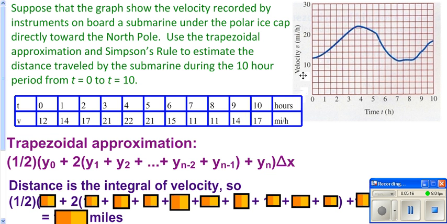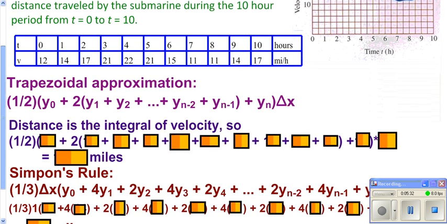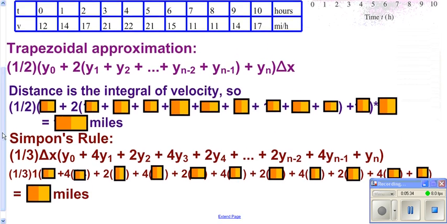Well, you should remember if we're trying to estimate our distance, distance is just area underneath your curve for a velocity function. We don't have an equation for this curve, so we're going to approximate it using Simpson's rule and the trapezoid rule. Well, the trapezoid rule is given to you here.